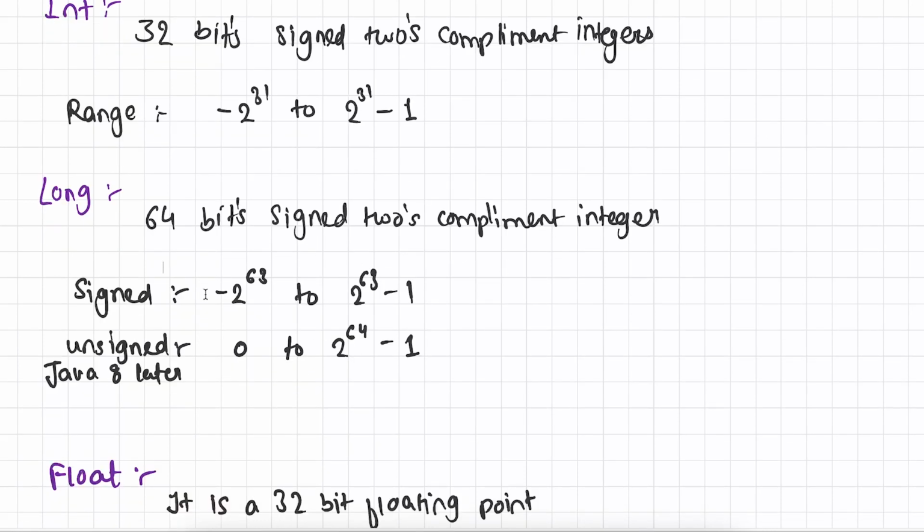But here you can store signed integers also. It means negative and positive, and the range is going to be -2 to the power 63 to 2 to the power 63 minus 1. But in Java 8 or later, you can also use unsigned integers. It means only positive integers, and here you get a large range. You can store numbers from 0 to 2 to the power 64 minus 1. And this is the advantage of using long, because using long you can store very large numbers also.